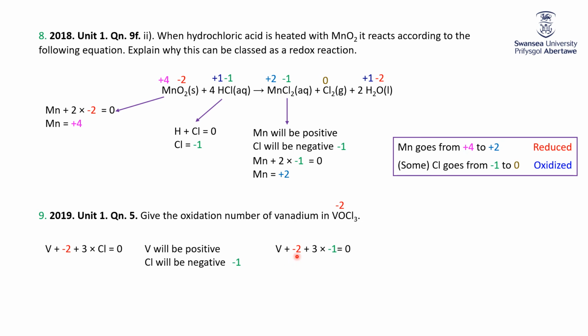So we got the vanadium, minus 2 plus 3 minus 1s is 0. So that's minus 2 minus 3. Putting them together, you get minus 5. So the vanadium must be plus 5. Wasn't that fun? Oxidation numbers as applied pretty much to explaining why equations are redox equations, finishing off with a fun little transition metal complex.